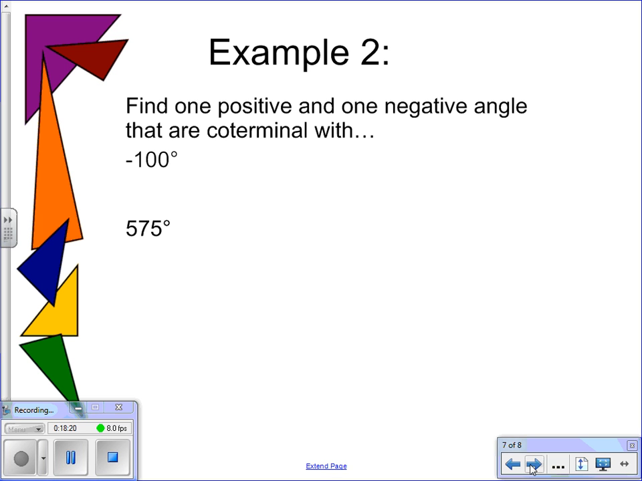If I were going to work this example with negative 100, I would start with negative 100. Since it's already negative, I can think in my head, to make it positive, I'm going to have to add 360, right? So I'll just add 360. And I come up with 260 degrees. That's a positive coterminal angle to negative 100.